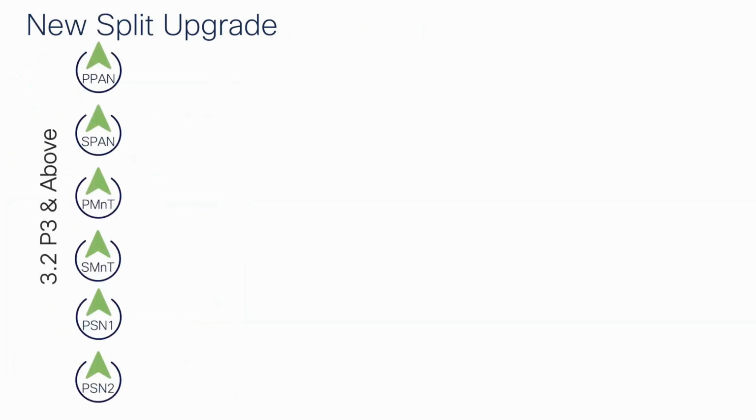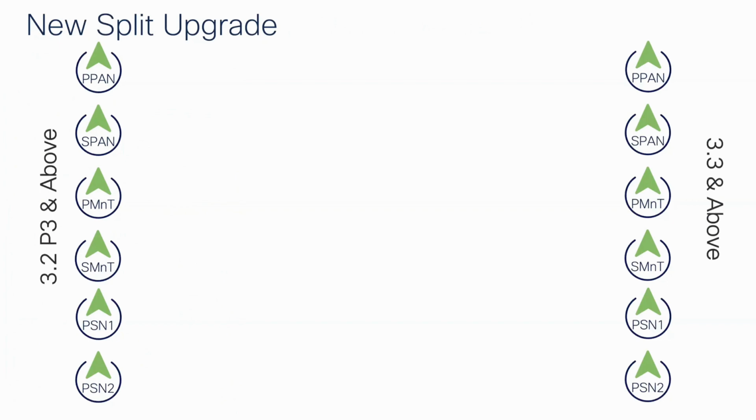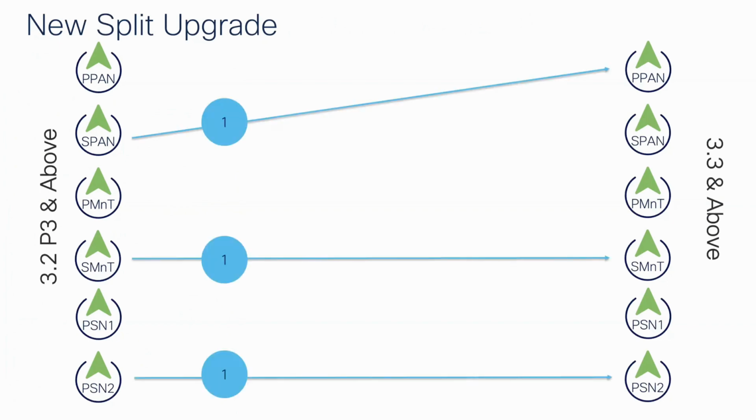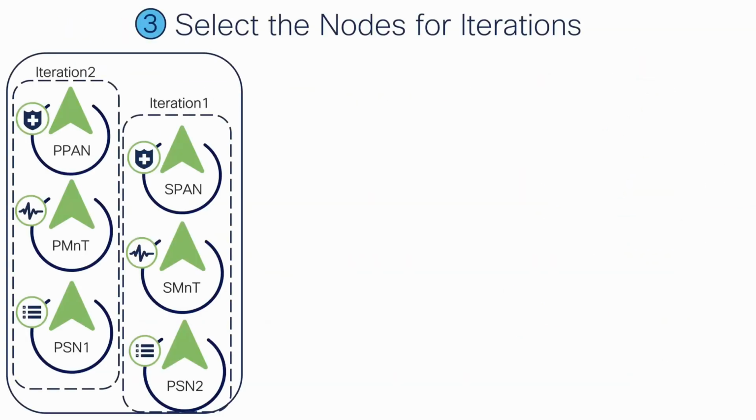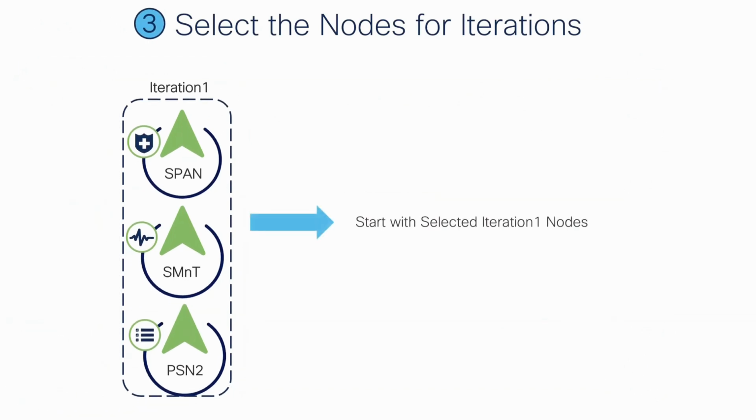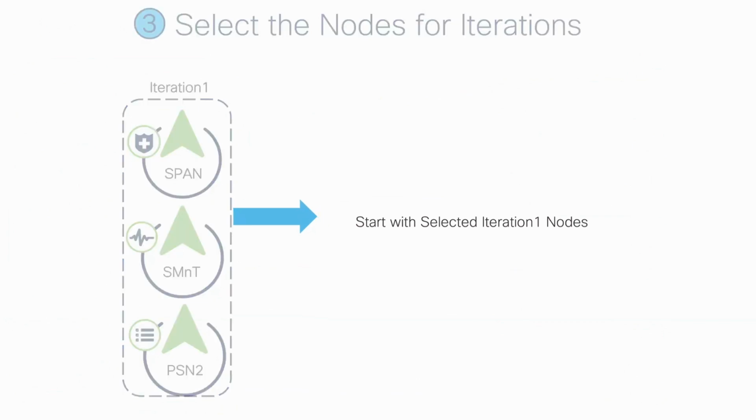If you're having this 6 node deployment and you want to come down to 3.3 and above, start upgrading SPAN, SMNT, PSN2 in the first iteration, and PPAN, PMNT, and PSN1 in the next iteration. So we are doing it in 2 batches. This is the main difference when you look at the older split upgrade versus the new split upgrade. Now let's start with selecting the nodes in the iterations, 2 batches, and let's start with iteration 1.